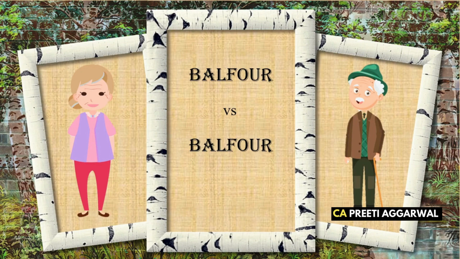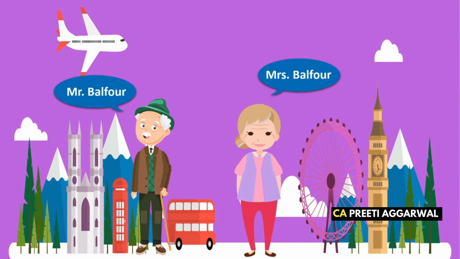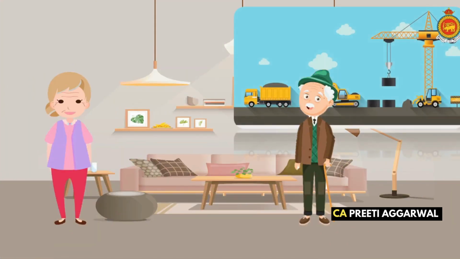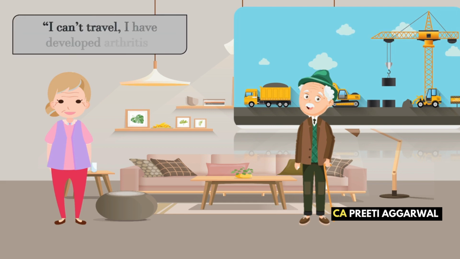Balfour versus Balfour. Let us go through the facts of this case. Mr. Balfour and Mrs. Balfour were enjoying a holiday in England when suddenly Mr. Balfour was called back to his place of work in Sri Lanka. So he told Mrs. Balfour, come on, pack your bags, we need to go back to Sri Lanka. Now, Sri Lanka was earlier known as Ceylon. To which Mrs. Balfour replied, oh, I can't travel. I have developed arthritis. Arthritis means severe knee pain or swelling or pain in the joints.